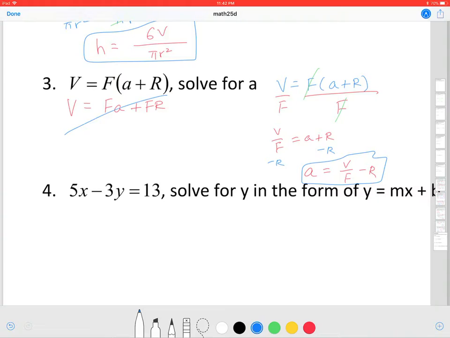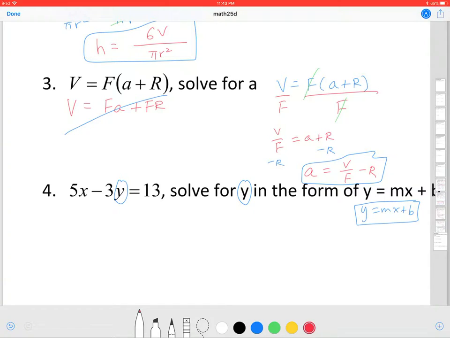Here, 5x minus 3y is equal to 13. They want you to solve for y, but they want you to write the equation in what we call y equal to mx plus b form. Now you may ask, what is m and what is b? We will discuss this in a few videos down the line. The y equal to mx plus b is a very important form. That means you want the x term and the b to be separate terms like this. All right, so let's begin.